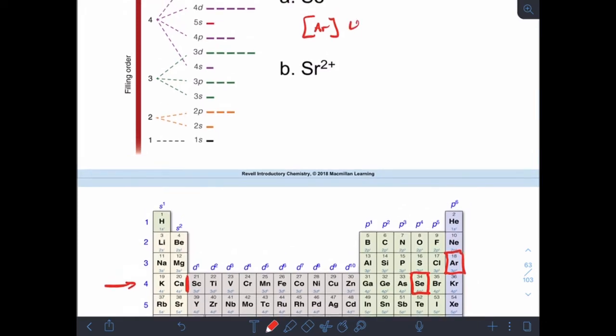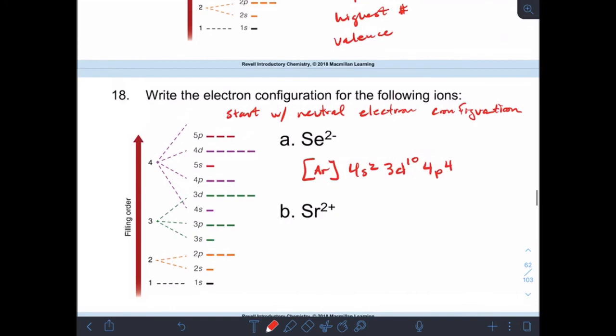I list that, so 4s2, and then I read across, and when I get to the D's, remember I drop down a number, so 3d, and we go all the way over to 3d10. And then when I get back to the P's, I go back up to 4 again, and selenium is sitting at 4p4. So this is neutral, the same number of electrons as protons.